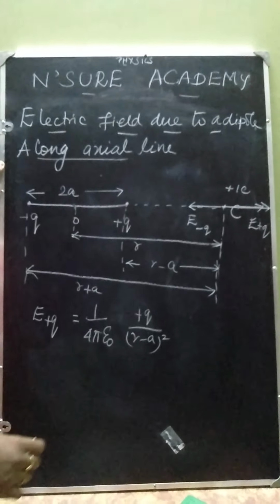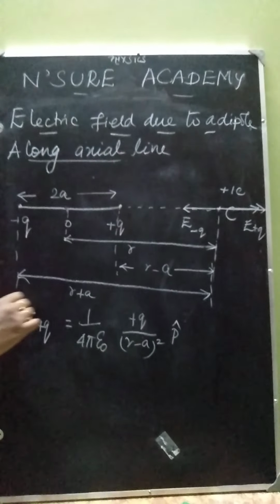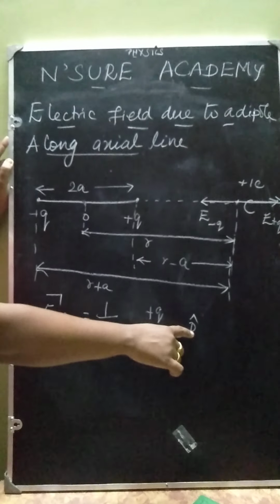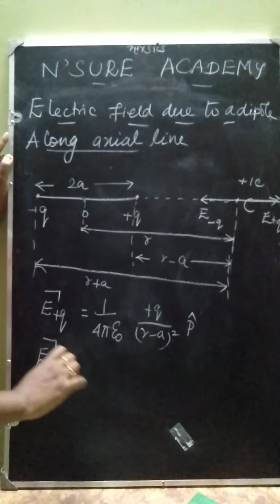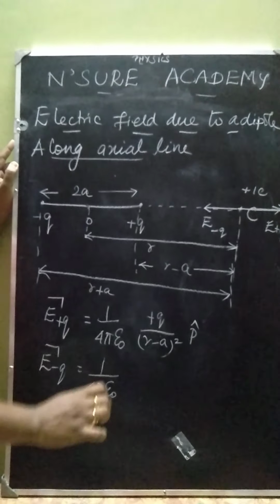In terms of vector, whenever you are taking the dipole, you need to take p cap. E plus q vector is 1 by 4 pi epsilon naught q divided by (r minus a) the whole square into p cap. What about E minus q? E minus q vector is equivalent to 1 by 4 pi epsilon naught.